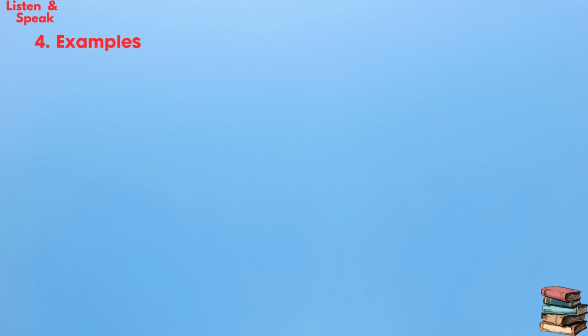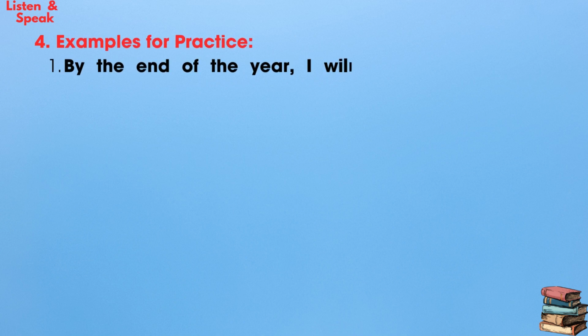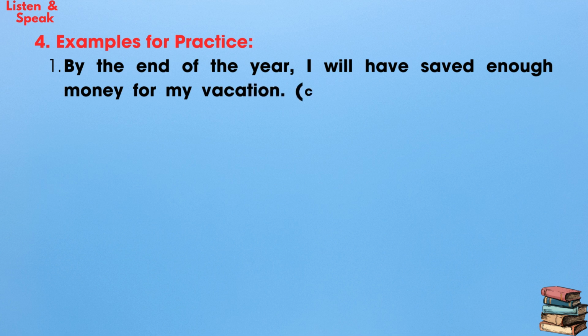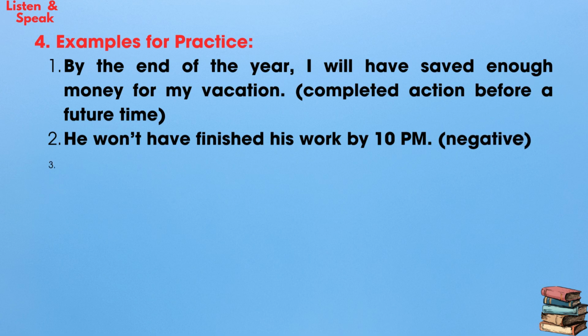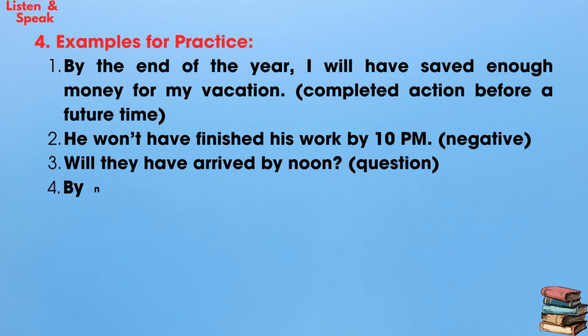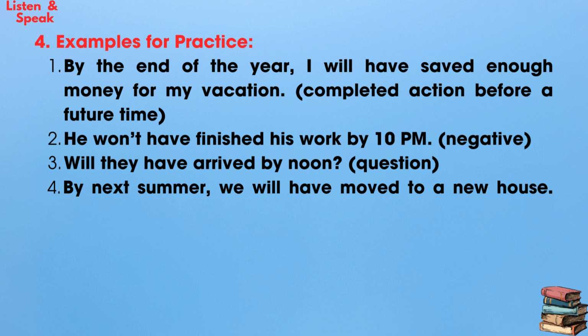4. Examples for practice. 1. By the end of the year, I will have saved enough money for my vacation. Completed action before a future time. 2. He won't have finished his work by 10 p.m. Negative. 3. Will they have arrived by noon? Question. 4. By next summer we will have moved to a new house.